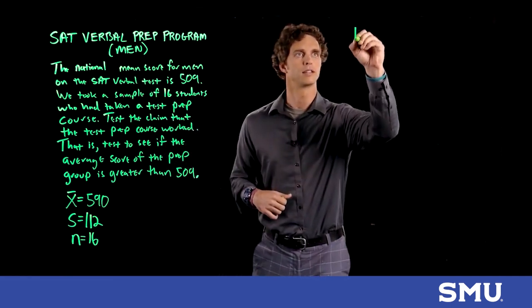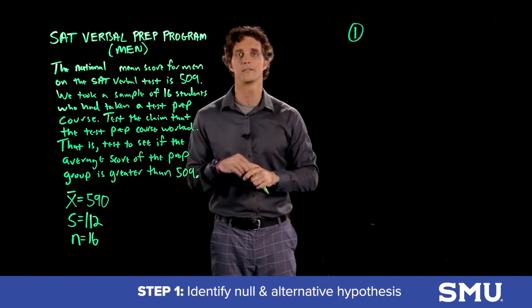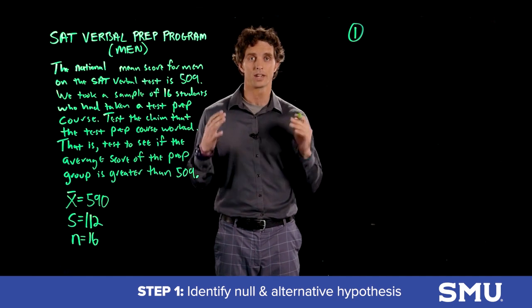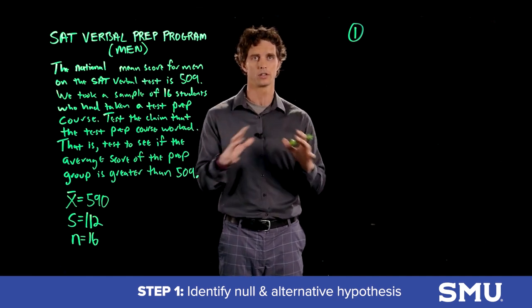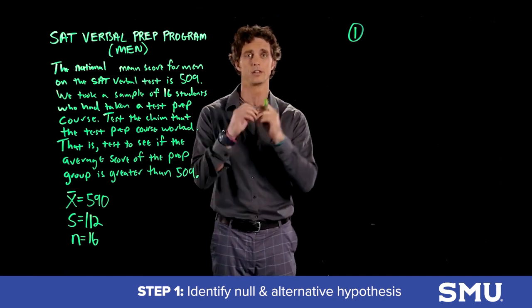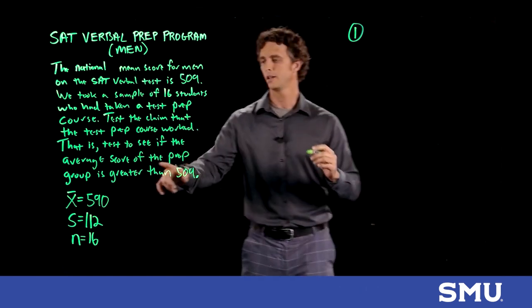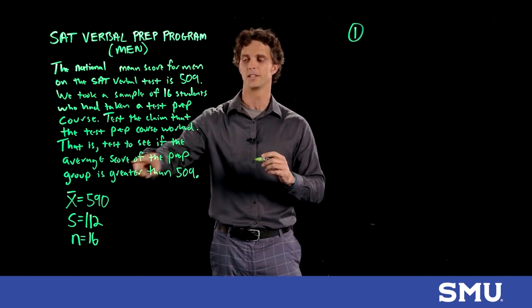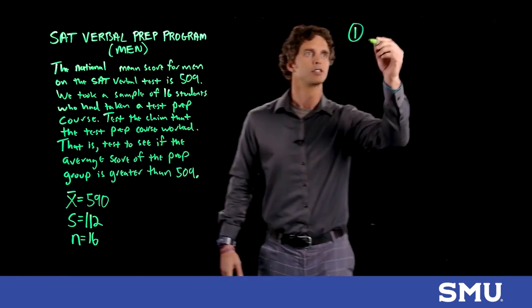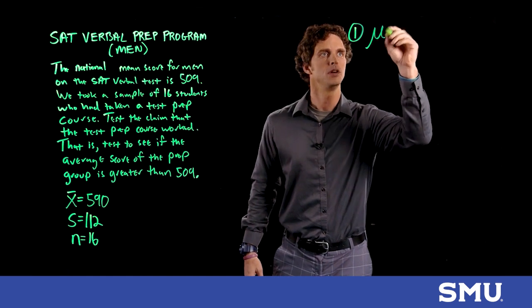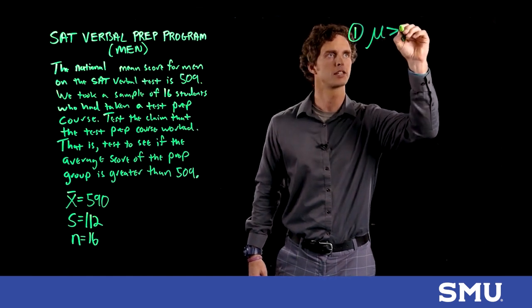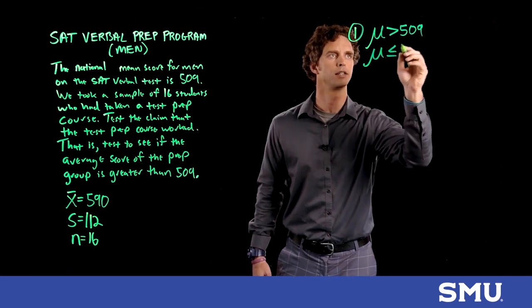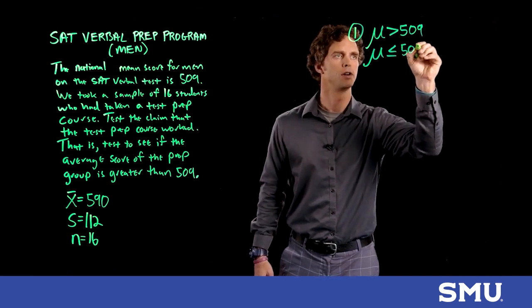As we know, step one of the 6 steps is to identify our null and alternative hypothesis. And I'll always recommend that you write down the claim first. Don't write down the null and alternative right away. Write down the claim first and then the direct opposite of the claim. So the claim here is to test to see if the average score of the test prep group is greater than 509. So that is mu. We're testing to see if mu is actually greater than 509. The direct opposite of that is mu less than or equal to 509.